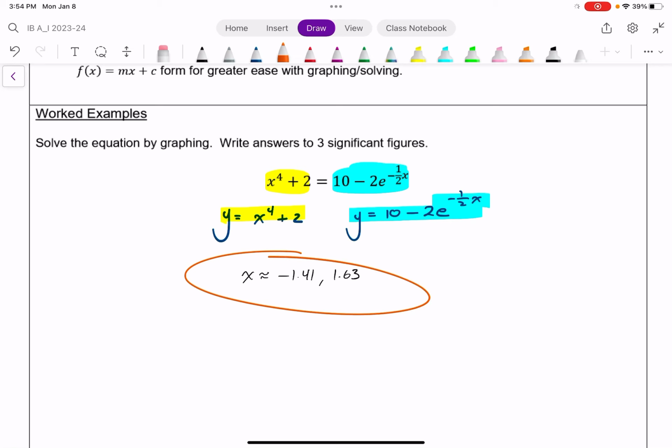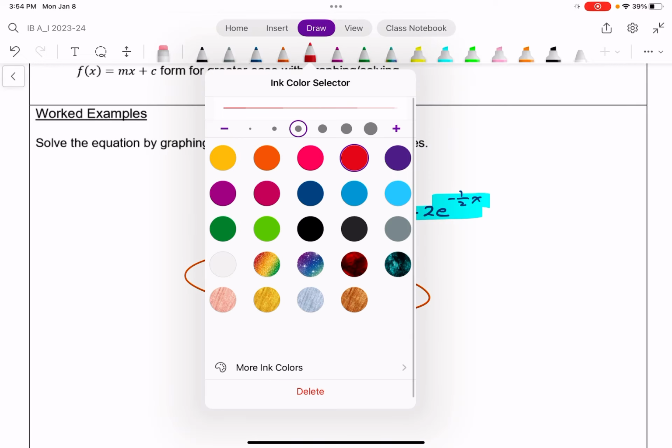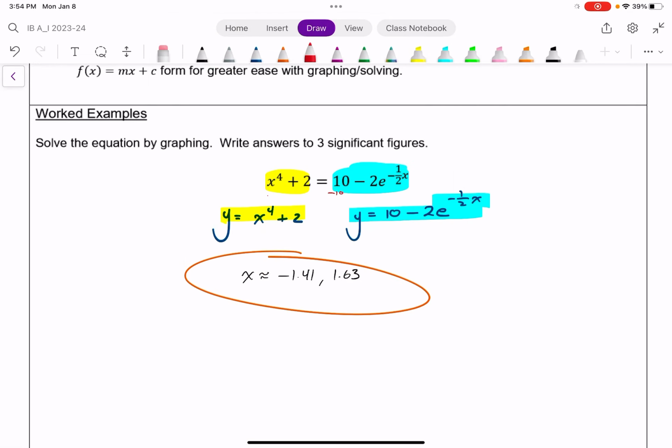So while it is done, another approach, if you don't want to graph two equations, is to graph just a single equation by bringing everything over to one side, essentially making your equation equal 0. So in this case, I could choose to, for example, subtract 10 from both sides and add 2e to the negative 1/2 x to both sides. And in doing so, I get an equation that equals 0.